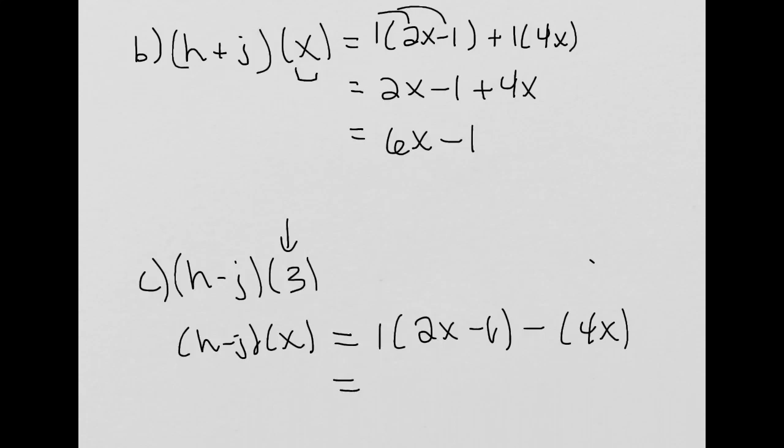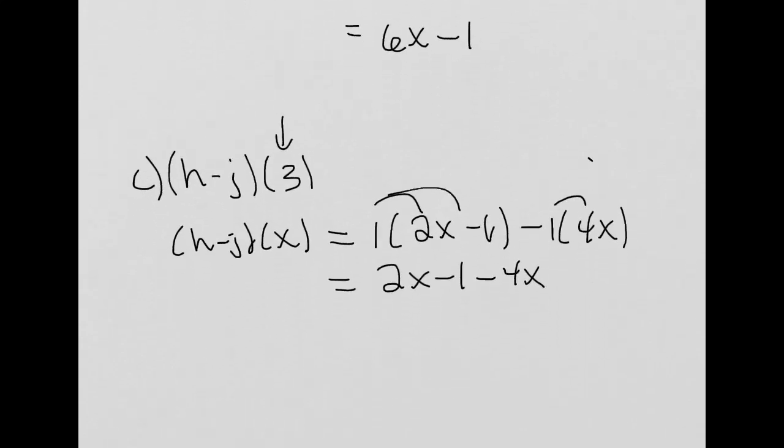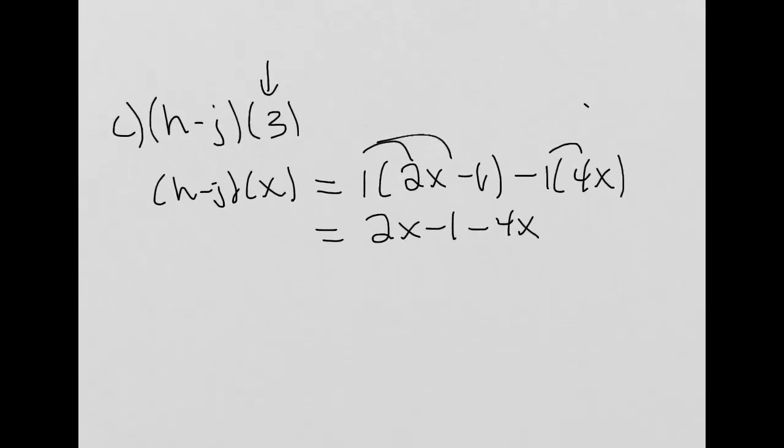So if I distribute the 1 through that first group, we've got 2x minus 1, and then there's just like a 1 in front of this pair of parentheses, so 1 times 4x is minus 4x. Excuse me, negative 1 times 4x. And so if I combine like terms, I've got 2x minus 4x is minus 2x, or negative 2x, and then minus 1. So that's a formula for h minus j of x.